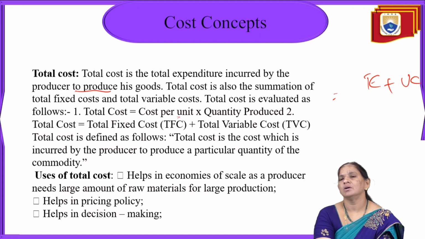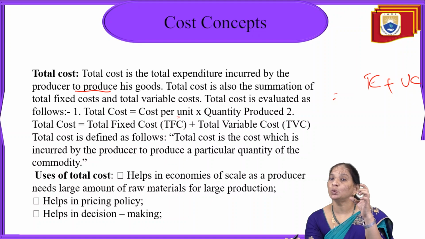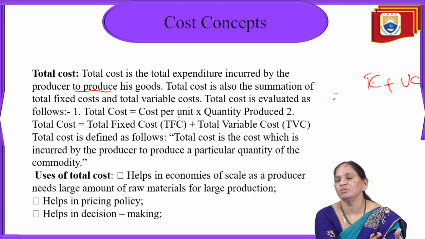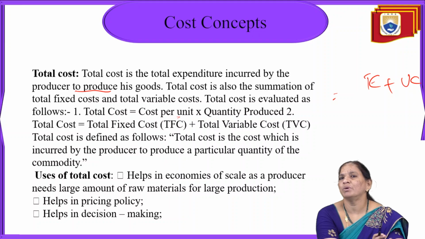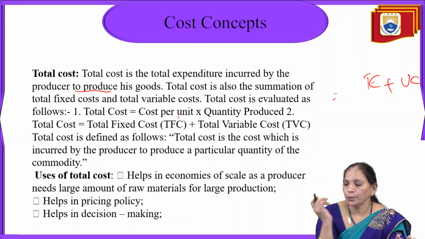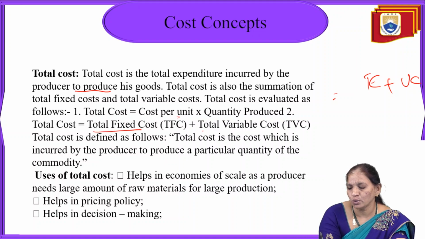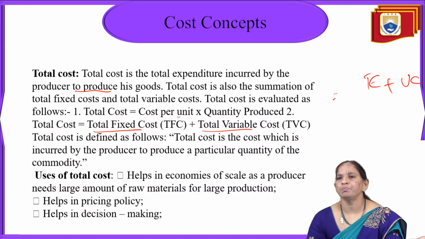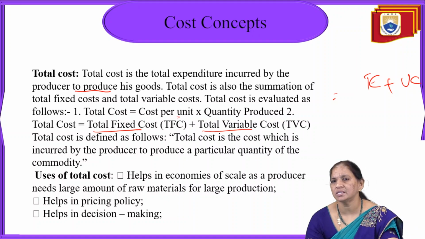Once this total cost comes, that cost into units produced, we'll get the total cost of production. How much we introduced or kept in the business, we are able to identify. It means what amount I involved in the total course of production, we can identify by knowing this total cost, which consists of total fixed cost and also the total variable cost. The definition of total cost: it is incurred by the producer to produce a particular quantity of a commodity. It means we can identify what cost we have incurred for the total goods and services produced.